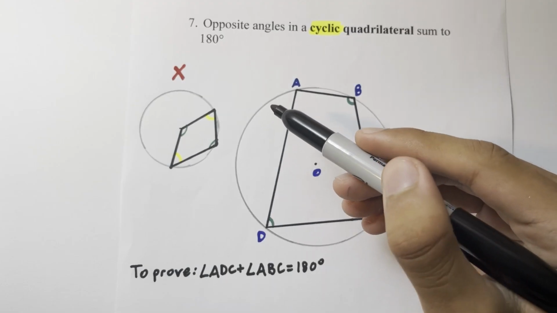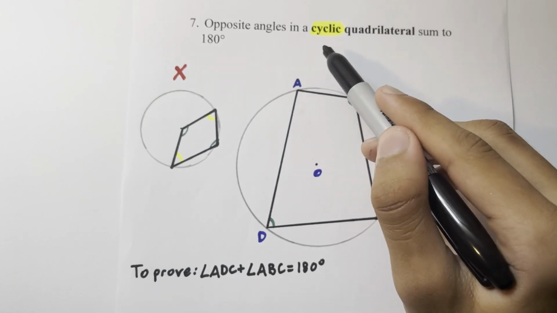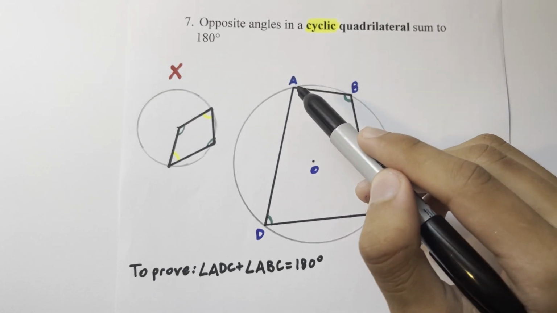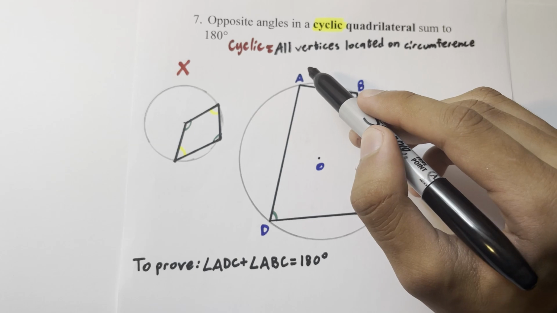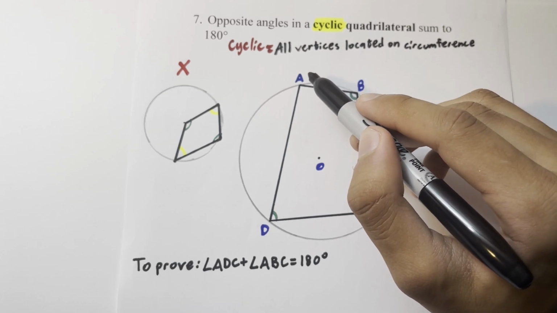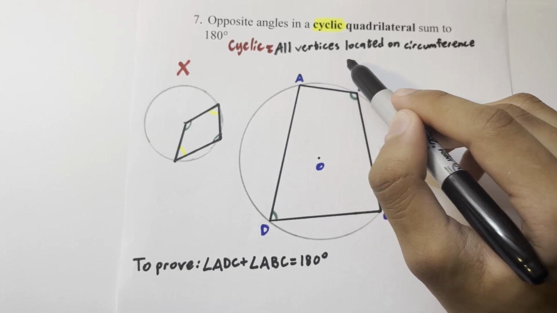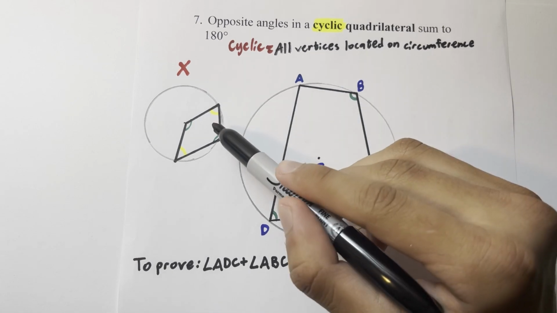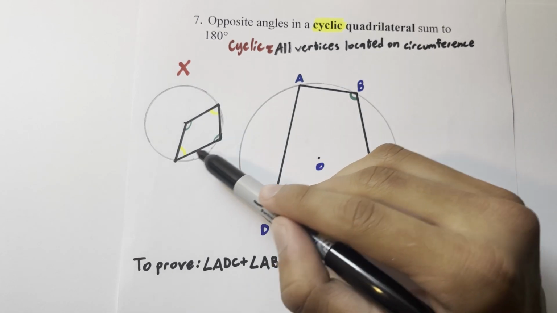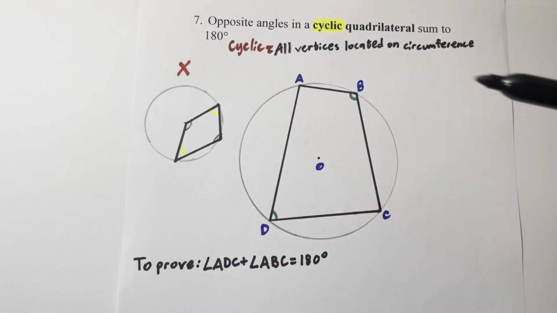The final circle theorem of this video states that the opposite angles in a cyclic quadrilateral sum to 180 degrees. It's important to understand that this rule is only valid for cyclic quadrilaterals, which means all of the vertices have to be located on the circumference. In this case, the rule wouldn't apply because only 3 of the vertices are on the circumference.